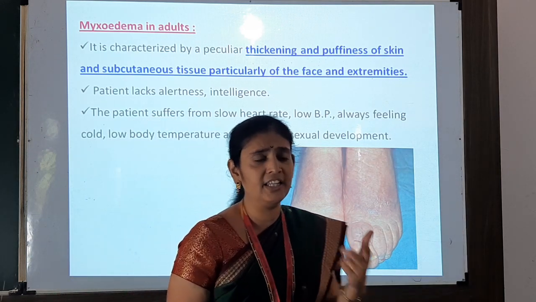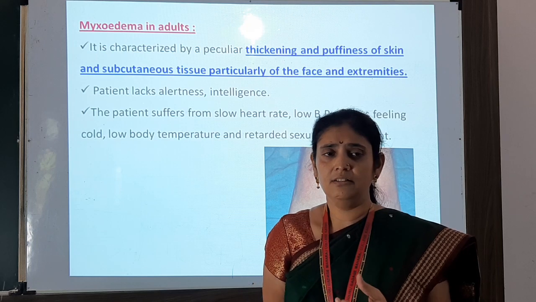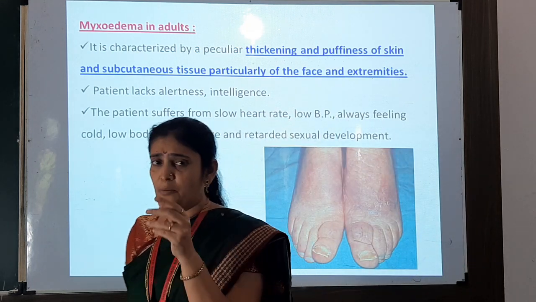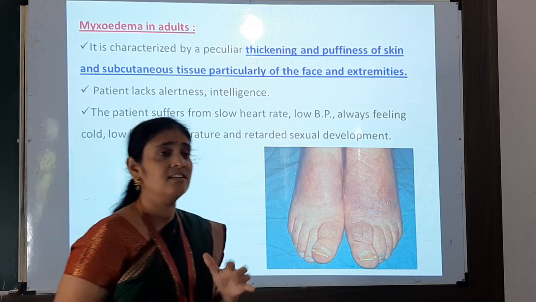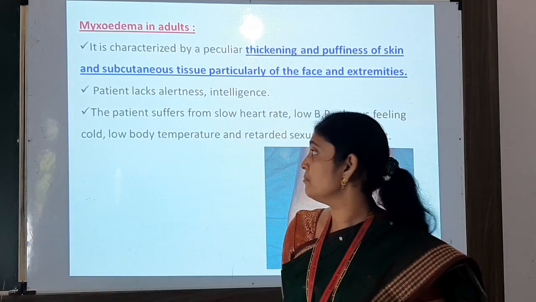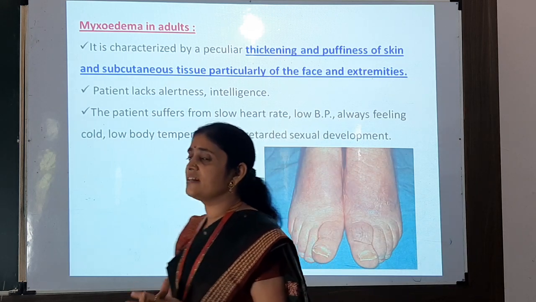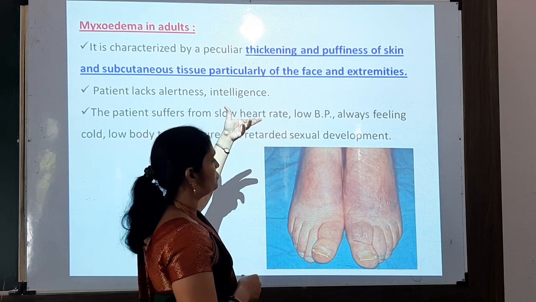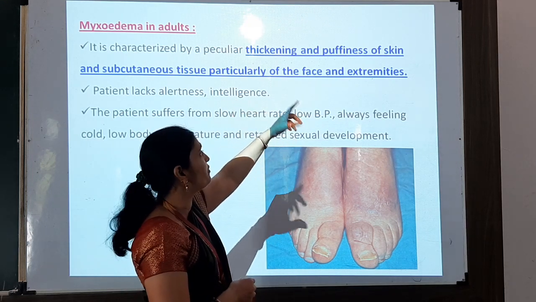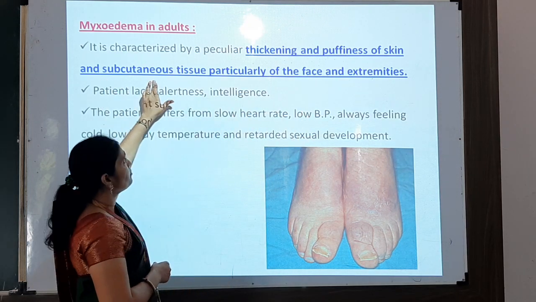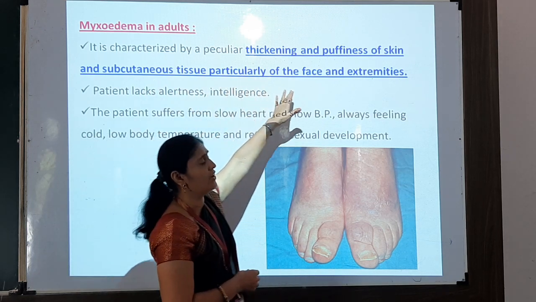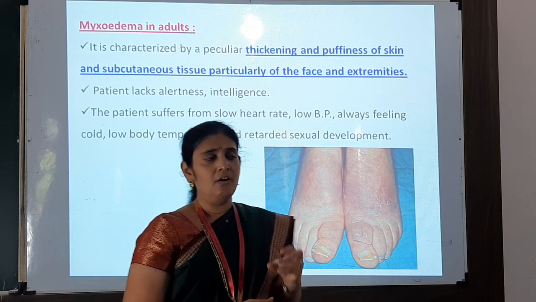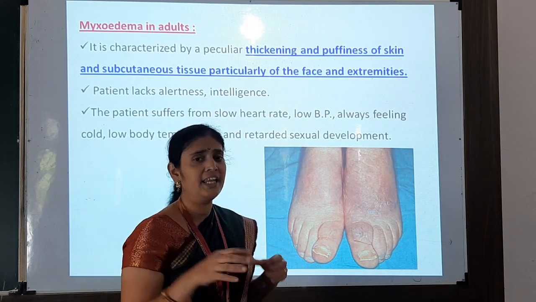in adults, when there is low secretion of thyroxine, it causes myxedema, or we can call it Gull's disease. What are the symptoms? You can see here. It is characterized by a particular feature, that is thickening and puffiness of skin and subcutaneous tissue, particularly of the face and extremities. Means here the person is showing puffiness or thickening of the skin.